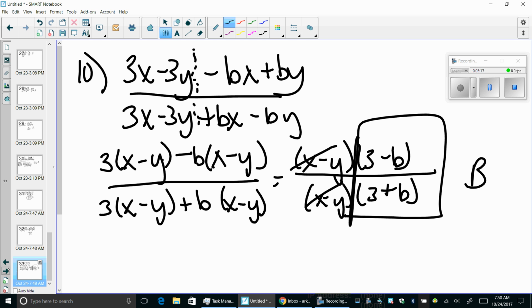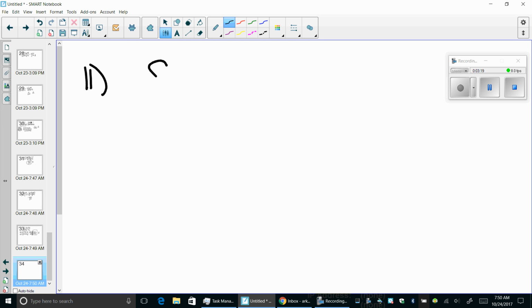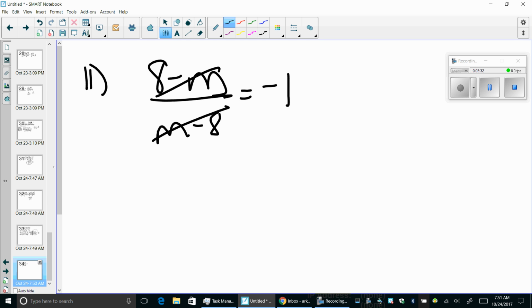All right, number 11, they want me to write this in lowest terms. It's 8 minus m over m minus 8. These are exactly the opposite of each other. On the top, the 8 is positive and the m is negative. And on the bottom, the m is positive and the 8 is negative. So if I cancel this out, it's equal to negative 1. Number 12.